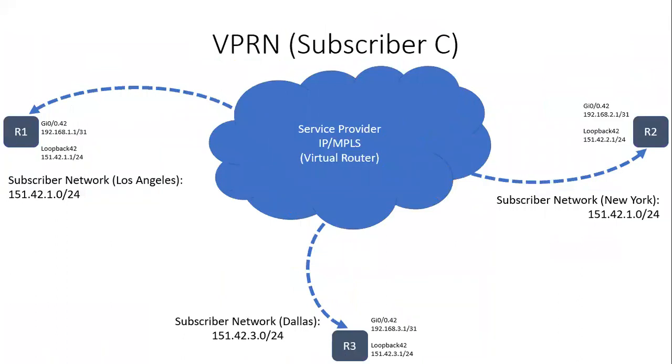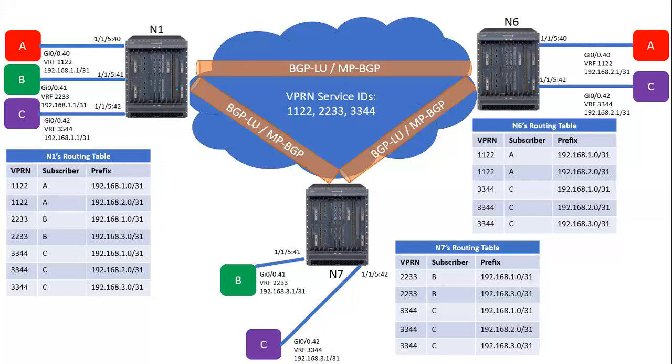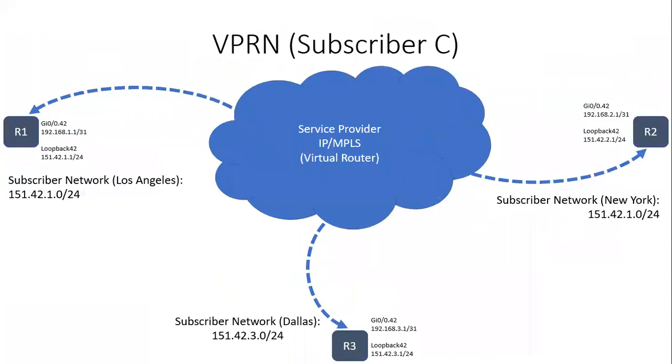So we're going to look at customer C, and I'm going to go back, and only because C has sites terminated on each provider edge router. So that's why we're focusing on customer C. They have a site terminated on N1, on N6, and N7. So from the subscriber's perspective, the service provider, in the case of a VPRN, is acting as a virtual router.